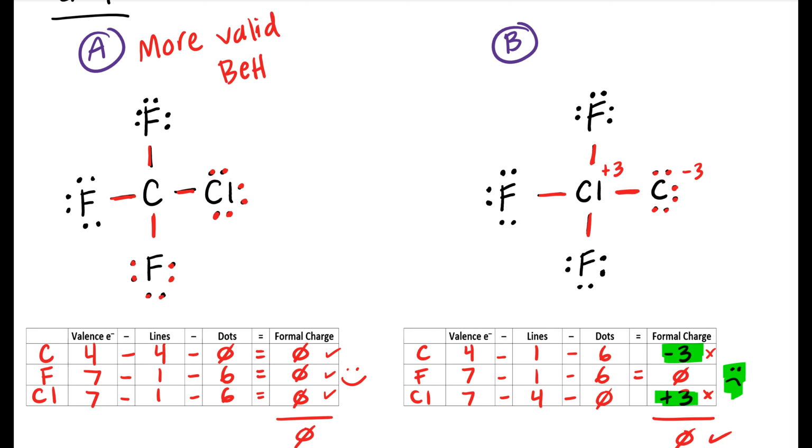This is the better Lewis structure for this compound. So if you were to draw letter B on a test or a quiz, that would be marked wrong because there's a better Lewis structure that we can draw.